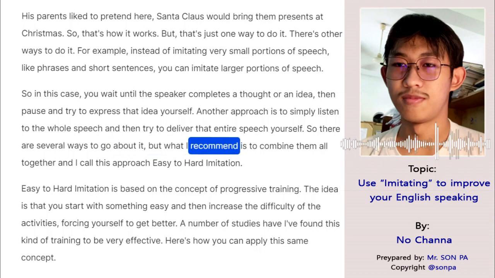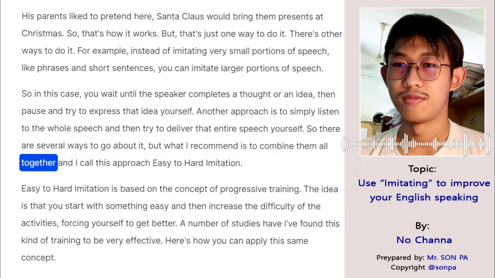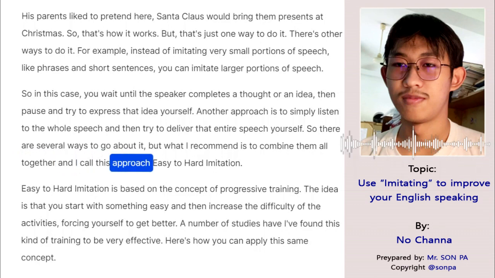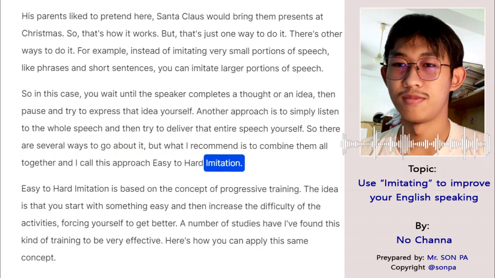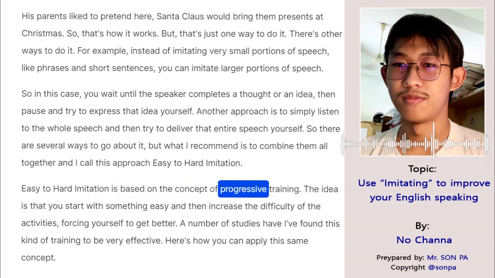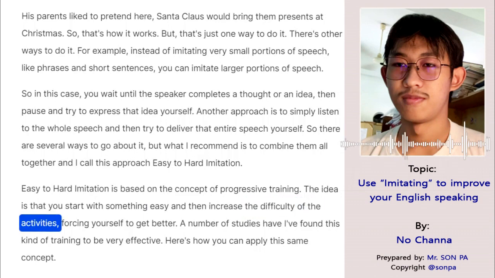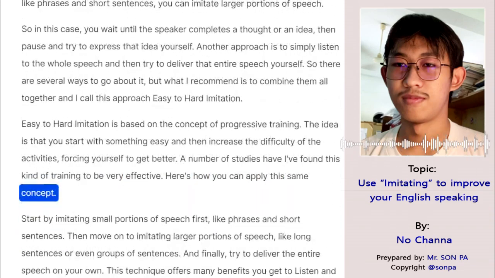But what I recommend is to combine them all together, and I call this approach easy to hard imitation. Easy to hard imitation is based on the concept of progressive training. The idea is that you start with something easy and then increase the difficulty of the activities, forcing yourself to get better. A number of studies have found this kind of training to be very effective. Here's how you can apply this concept.